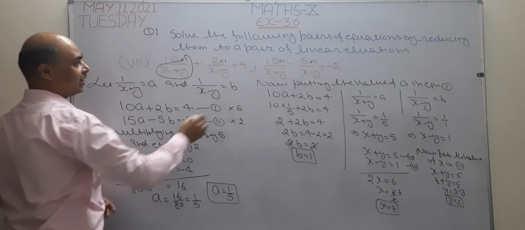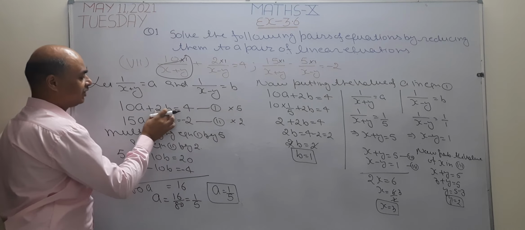Now I am going to solve this pair by using the elimination method. For this I am going to eliminate b. If I want to eliminate b, it means I am going to multiply the first equation by the coefficient of b from the second equation. What is the coefficient of b here? 5. So I am going to multiply this first equation by 5. And the second equation by the coefficient of b from equation number 1.